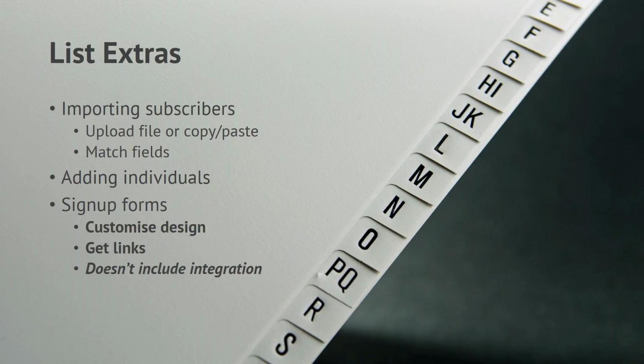In terms of your sign-up forms, you can customize the design so they look exactly like you want them to look. You can have different sign-up forms for different lists. So if you have multiple programs targeted at different groups of people, you can customize each one. You can get the links so that you can just send out a link or put a link on a flyer or something saying sign up to our email list at this URL. And you can do all of that there on that page.